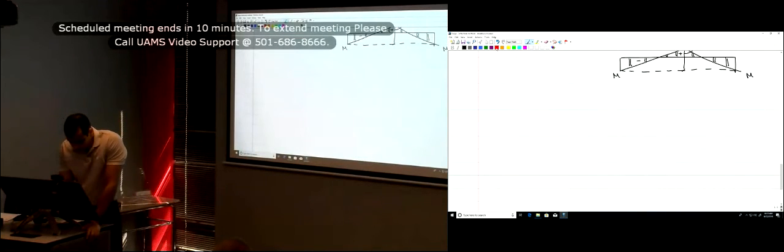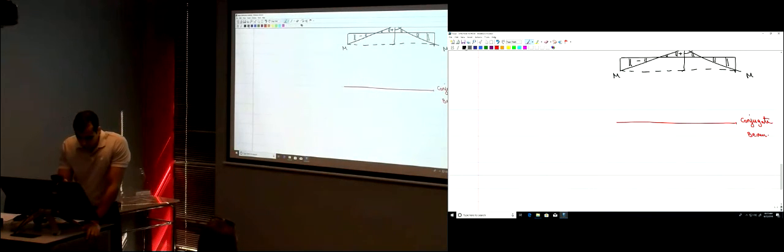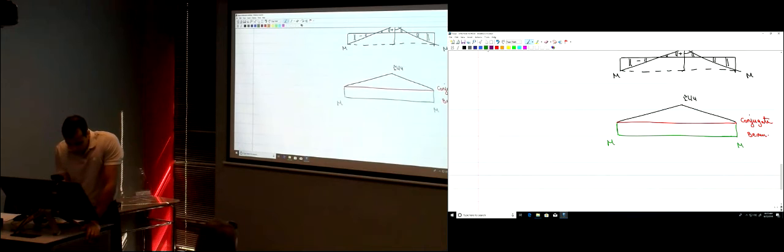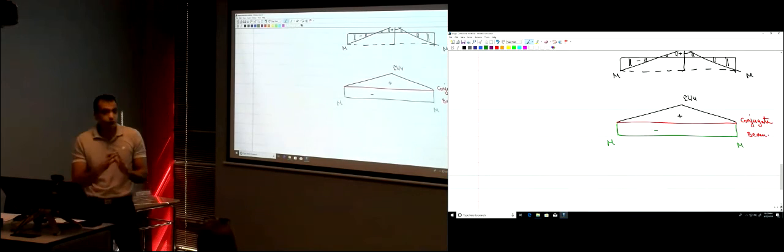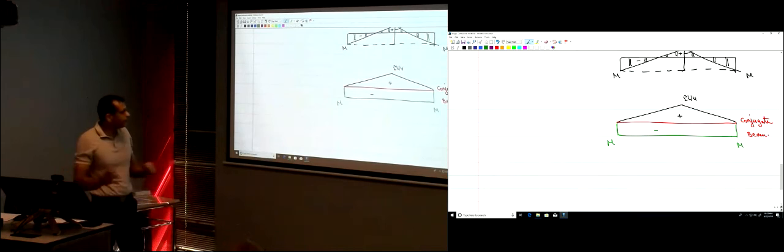Let's go here. The conjugate beam, and just draw, put the bending moment, it's PL over 4 here, and M here. This part is positive, and this part is negative. So you actually have two loads applied on this beam, one that is negative and one that is positive. Okay? And this is your conjugate beam.